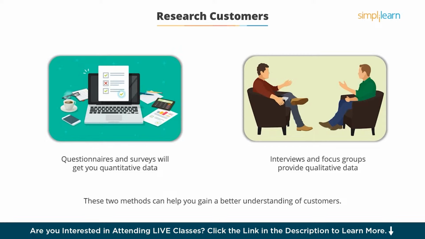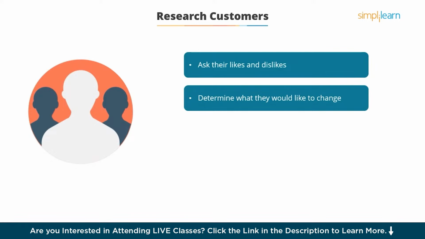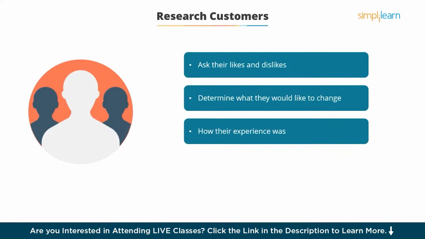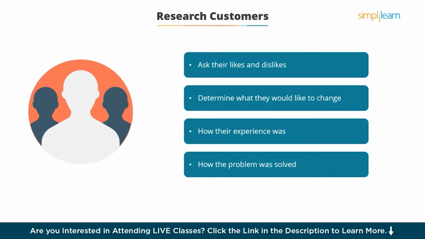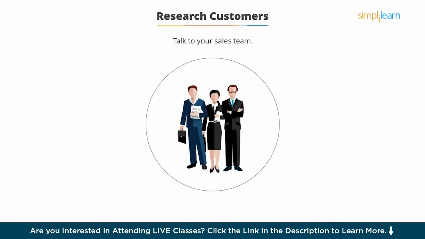Ask customers what they like, what they don't like, or what they would change. Ask them to describe their experience with your company or how you solved their problem. Listen closely to the words they use in their descriptions. These are keys to positioning your company to meet needs and understand how you provide a clear benefit in the customer's own words. Next, go to your sales team.